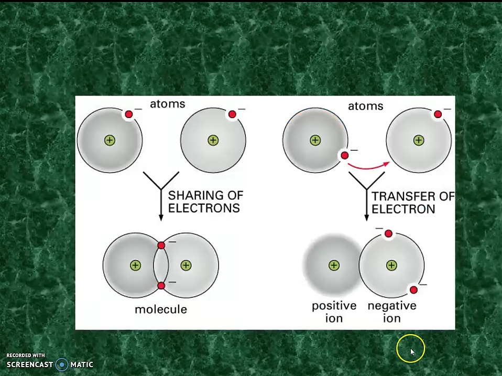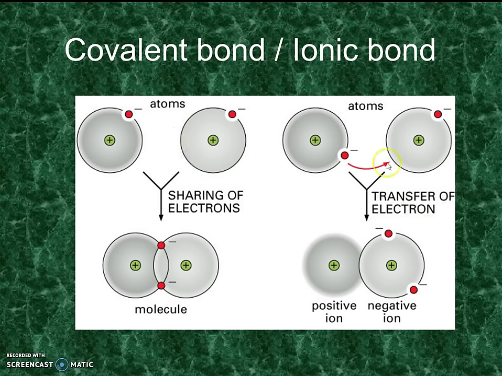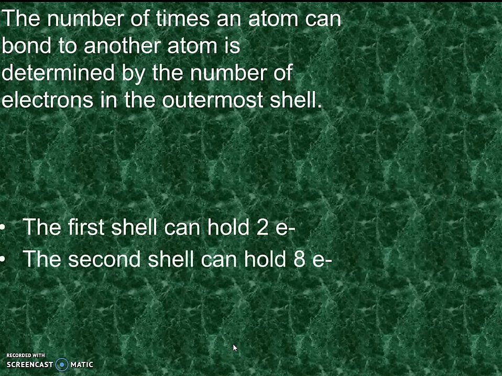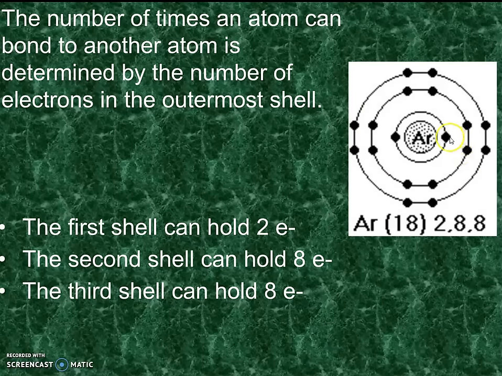So that's it. Here's a graphic representing the sharing of electrons with covalent bonding and the transfer of an electron with ionic bonding. The number of times an atom can bond to another atom is determined by the number of electrons in its shell. Argon is the example here.